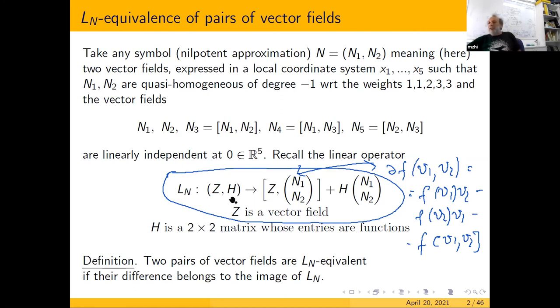So forget, for example, about H. Assume that we are classifying just a pair of vector fields, not a distribution. Then what is this operator? It's just the Lie bracket of Z, say, and even simpler, we have one vector field.